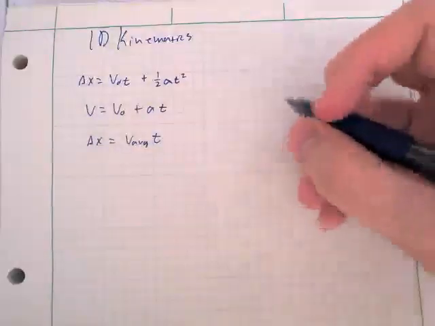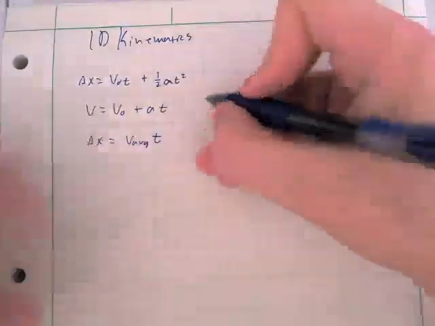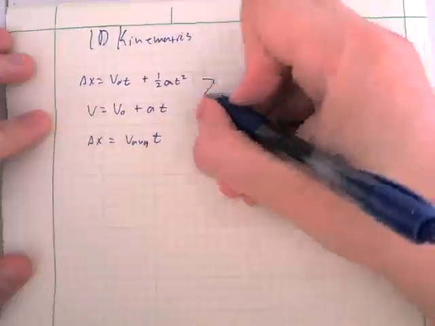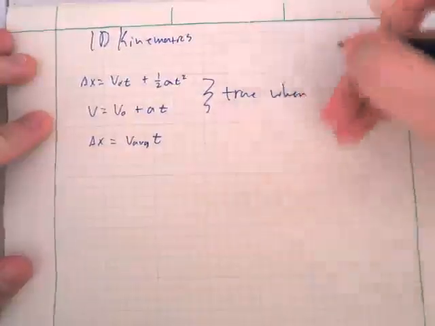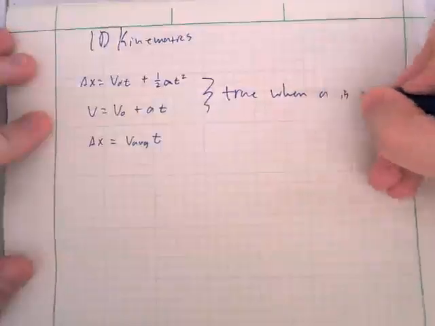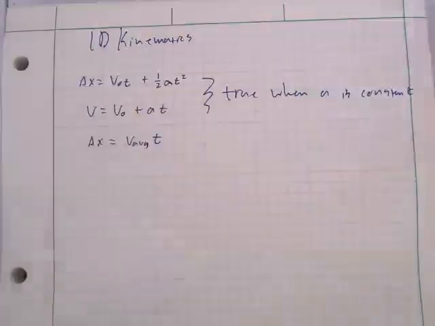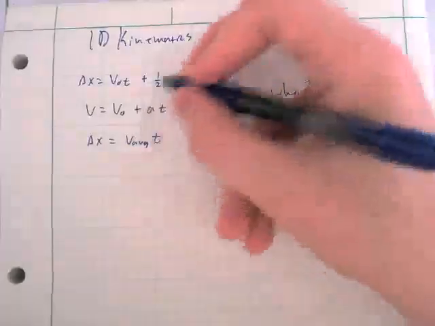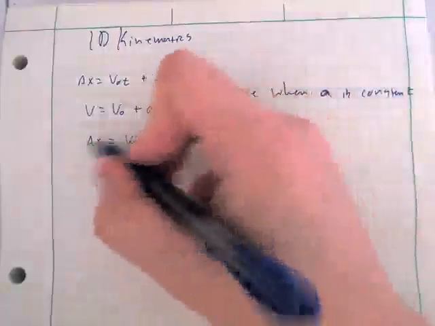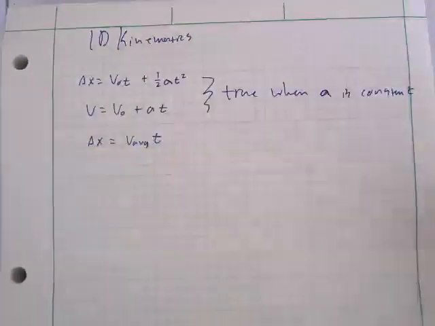Again, all of these are true as long as we have, these two will be true when a is constant. This one is always true. And a can be 0, that's still constant, right? But as long as we have a constant acceleration, then these two formulas here will be valid. Again, this one will always be true, so it's actually the most general one that we have. But these two are going to work when we have situations where acceleration is constant.